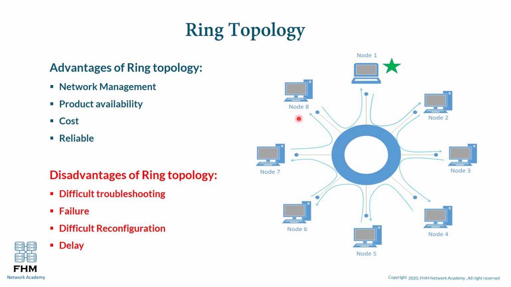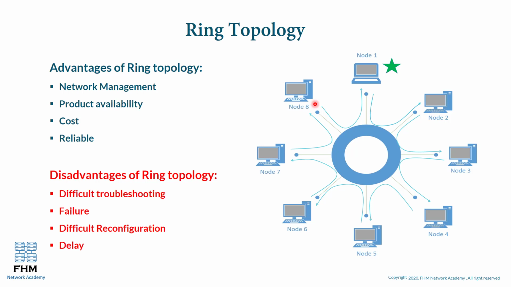But as you can see in the picture, node 1 and node 8 are close together. But because of having ring topology and sending information or circulating the signal in a clockwise direction, the signal should be sent through all those stations to reach the destination, which is node 8. And this is all about the delay which would happen in ring topology.